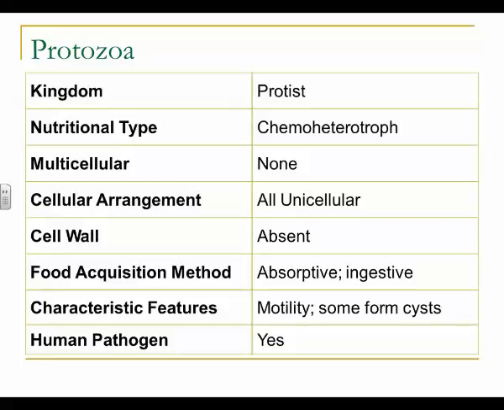They are all, again, chemoheterotrophs in their metabolism. Again, all unicellular. They don't have a cell wall, which is a key distinction, and some of them are human pathogens, malaria being one of the leading causes of death worldwide.